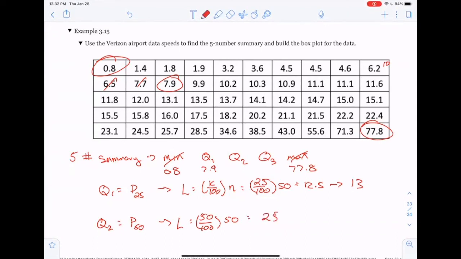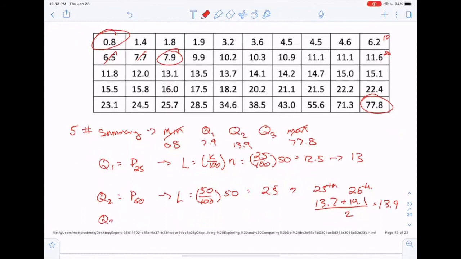And again, if we get a whole number, that means I look at the 25th piece of data and the 26th piece of data and find their mean, or their average. So 21, 22, 23, 24, 25, and 26. That's going to be 13.7 plus 14.1 divided by 2. If I do that, I get 13.9. So that is Q2, 13.9.